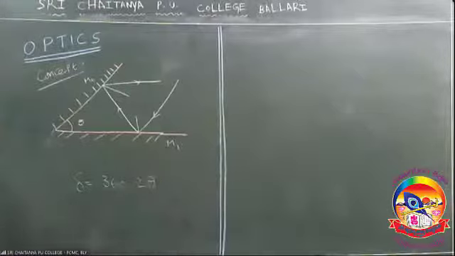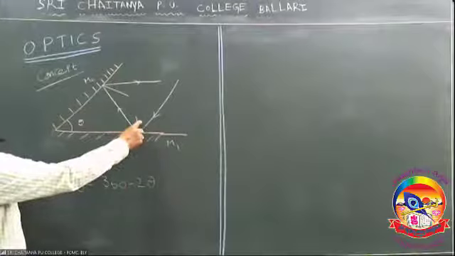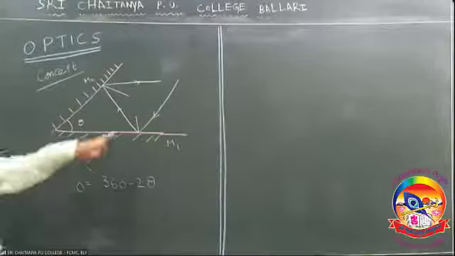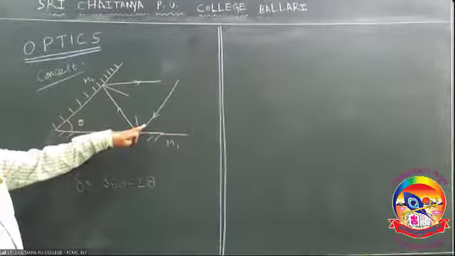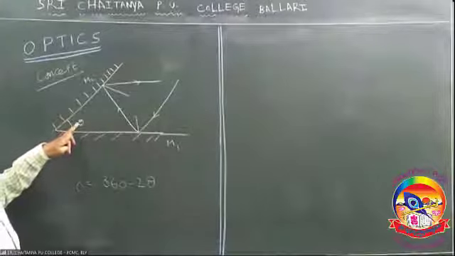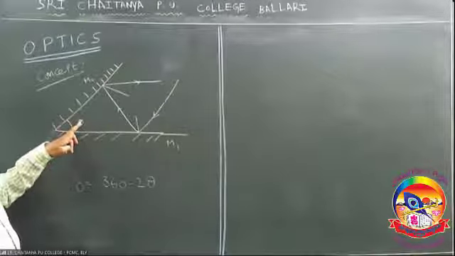Shortcut. Irrespective of the angle of incidence. The angle of incidence may be any value. The total net deviation depends only on the angle between the two mirrors. I am going to prove this one now.